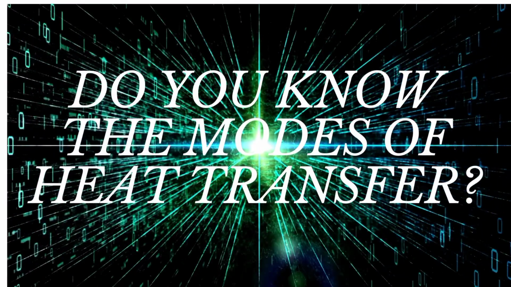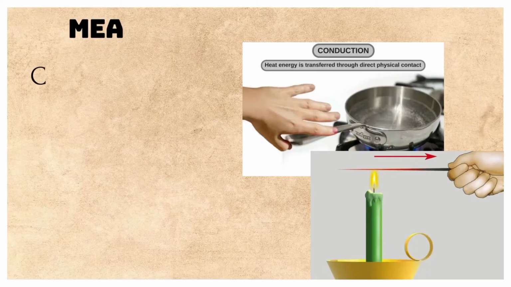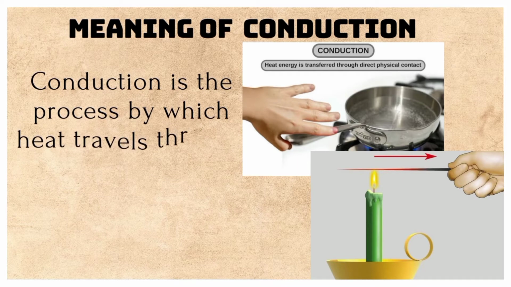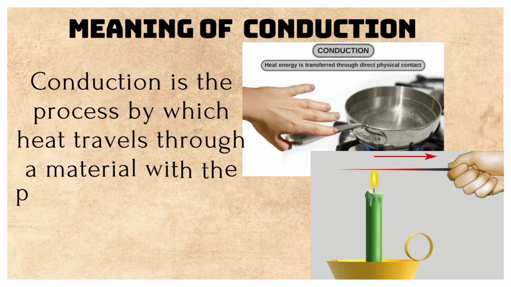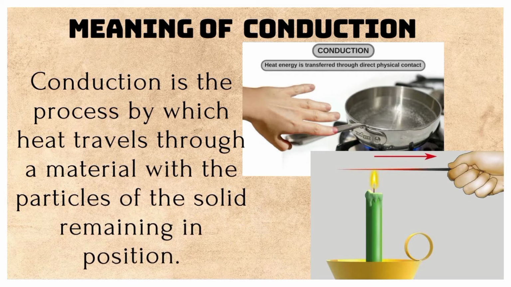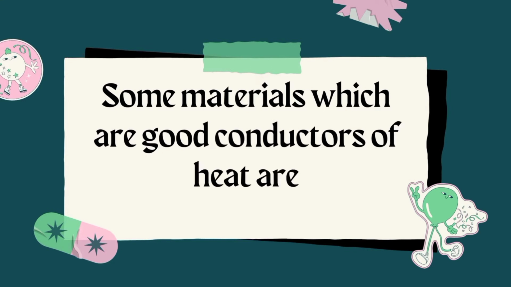We're going to start off with the definition of conduction. Conduction can be defined as the process by which heat travels through a material with the particles of the solid remaining in position. I believe you start thinking of various materials that allow heat energy to pass through them. These materials are what we call conductors. And take note that some materials are good conductors of heat.